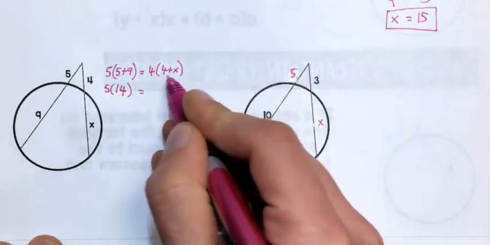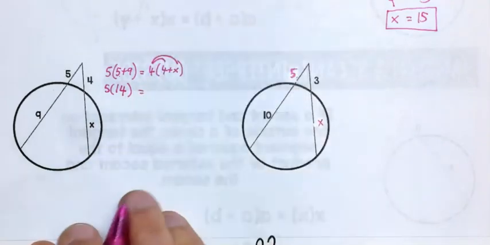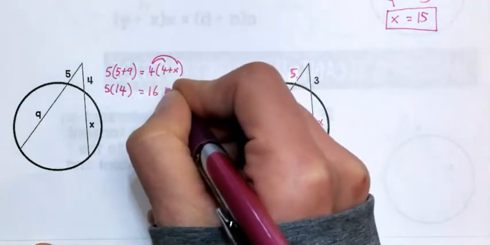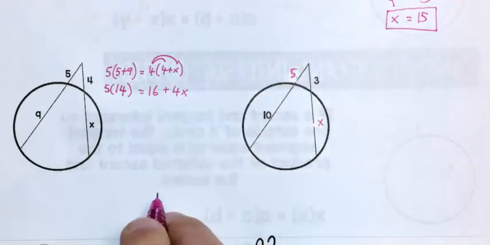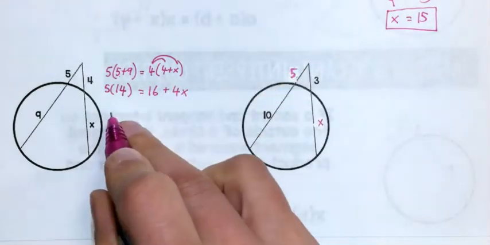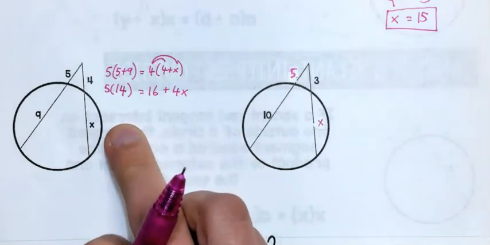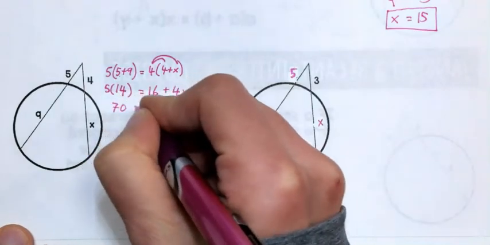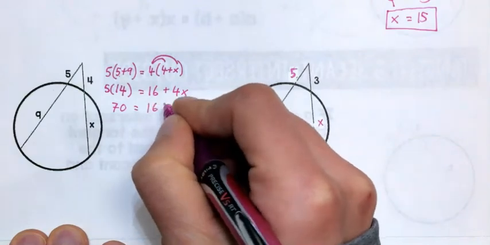And then here, I can't add these two, so what I'm going to do is I'm going to distribute. So 4 times 4 is 16, plus 4 times x is 4x. All right, now 5 times 14, I get 70, equals 16 plus 4x again.